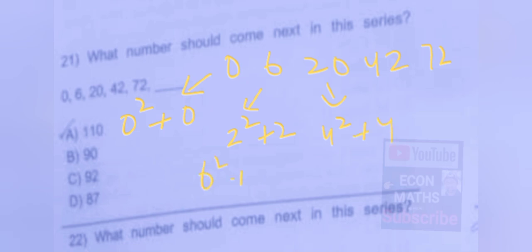Next question is, what number should come next in the series? The series is 0, 6, 20, 42 and 72. So the pattern is something like this. 0 comes by 0 square plus 0, 6 comes by 2 square plus 2 is equal to 6, and 20 is 4 square plus 4, and 42 would be 6 square plus 6, and 72 is 8 square plus 8. Then the next would be 10 square plus 10, that is 10 square is 100 plus 10, which is equal to 110. The correct option to this question is option A, that is 110.